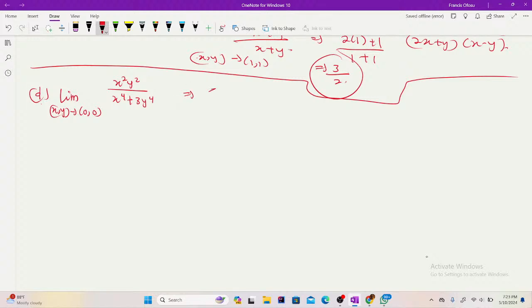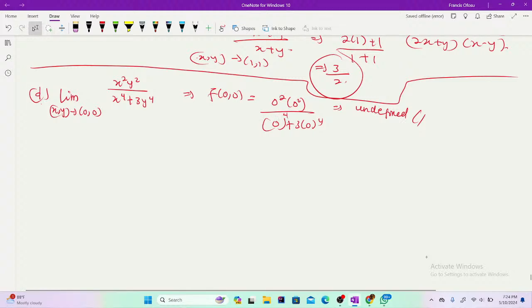For the functional value, f of (0, 0) is simply equal to 0 squared multiplied by 0 squared all over 0 plus 3 multiplying 0 to the power 4. And obviously this is undefined. So once it's undefined, I'll say that my function is discontinuous at this point (0, 0). For that reason, my limit value will not be equal to the functional value, and I have to massage my main function to get my limit. Okay. So how do I do that?